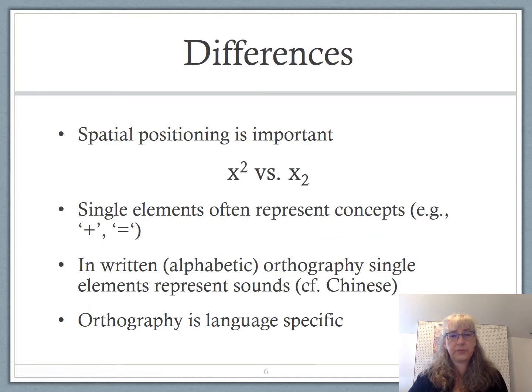There are also differences across orthographies. For example, in mathematical orthography, spatial positioning is a very important indicator of meaning. And single elements often represent concepts, so for example, the plus sign or the equal sign. In contrast, in written alphabetic orthographies, single elements usually represent sounds, although of course there are written orthographies where single units represent meanings as well. So overall, this tells us that orthography is language specific.